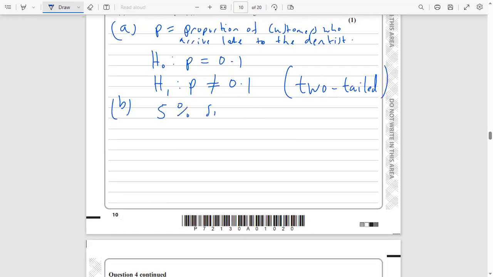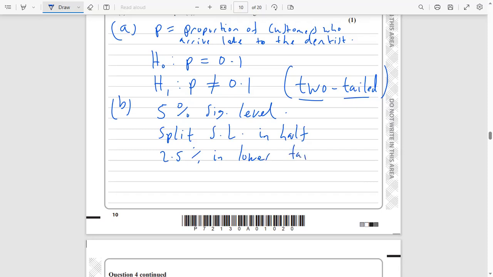So we've got a 5% significance level, and it's a two-tailed test. That means we need to split the significance level in half. So split significance level in half: 2.5% in the lower tail and 2.5% in the upper tail.